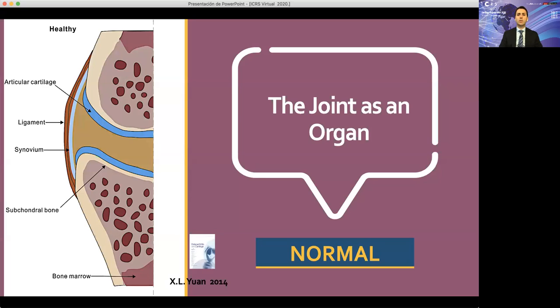Nowadays, we know that the joint is an organ made by different types of cells and tissues, like articular cartilage with chondrocytes, ligaments with fibrocytes, synovium, very important, with synoviocytes, subchondral bone, and bone marrow cells. They are all different cells, but they work synergistically to facilitate the biology and the mechanics of the joint.